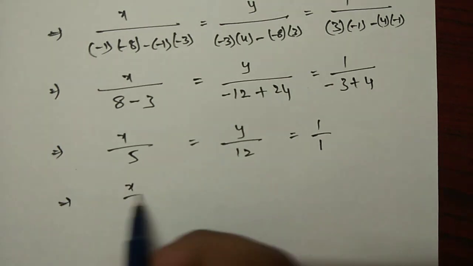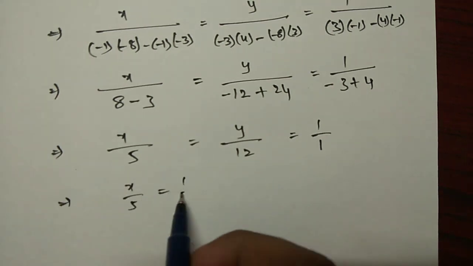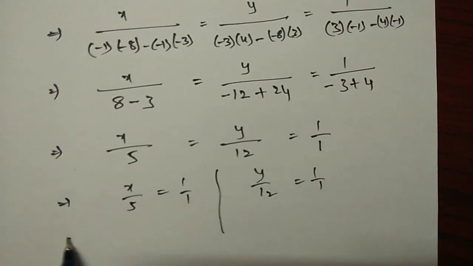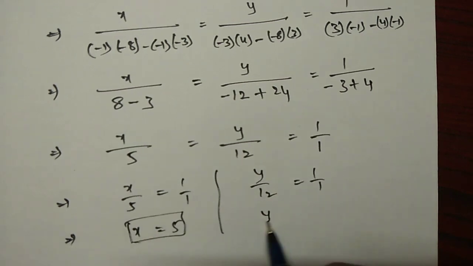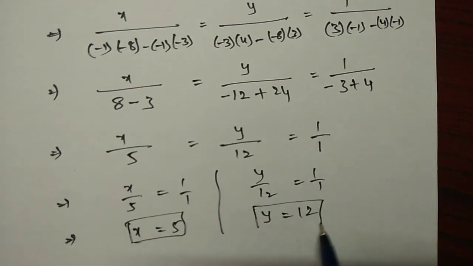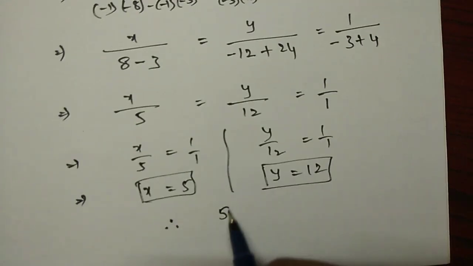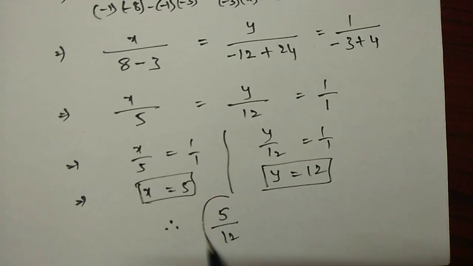Equate the first one and last one. x by 5 equal to 1 by 1 and y by 12 equal to 1 by 1. Cross multiply it. x equal to 5 and y equal to 12. Therefore, the required fraction is x by y, so 5 by 12.